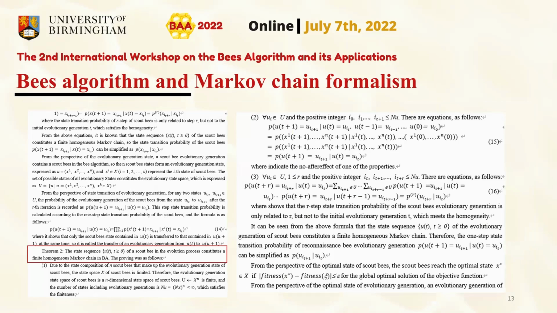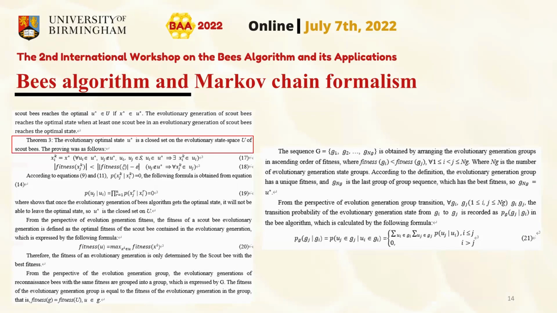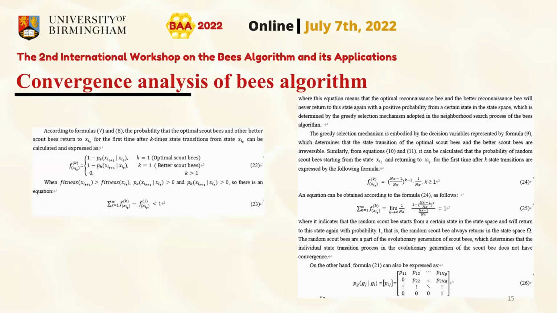There are three theorems used in the mathematical proof, as shown from equation 12 to 19. From the perspective of generative fitness, the fitness of a scout bee is defined as shown in equation 20, where the transition probability of the state can be calculated by equation 21. According to previous studies, we can get equations 22 and 23. Then, using the gradient selection mechanism for analysis, equations 24 and 25 were obtained as shown on the page.